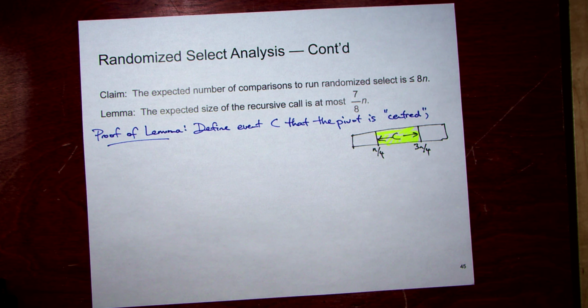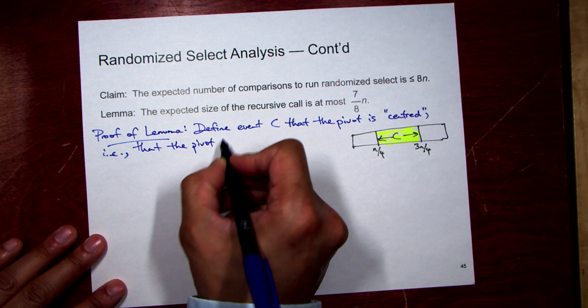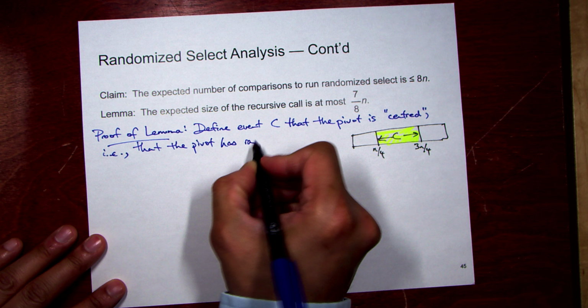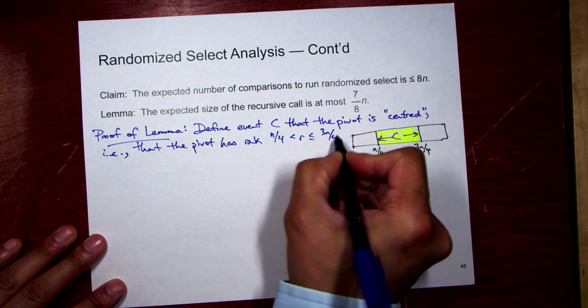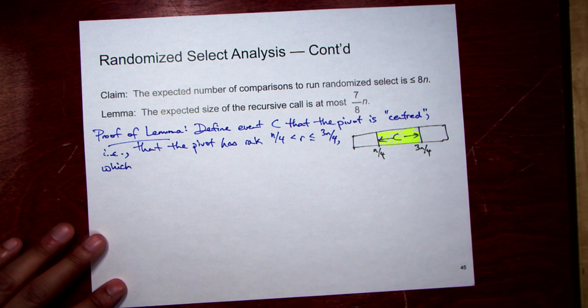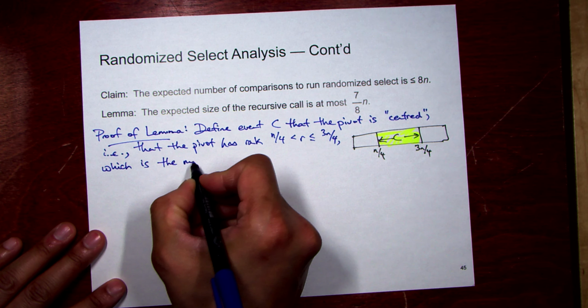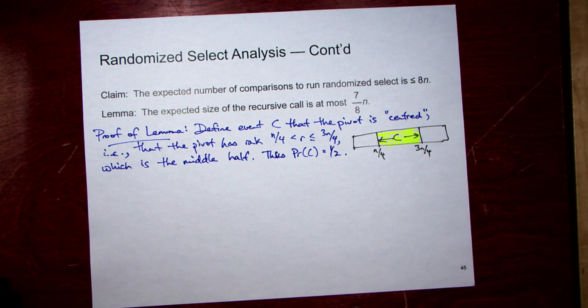So it's between the rank n/4 and 3n/4. There are some round off errors there, but that's fine. The probability of C is going to be taken to be a half, although we could just bound it above by a half, just to deal with the round off errors if we needed it. It's not a big deal.